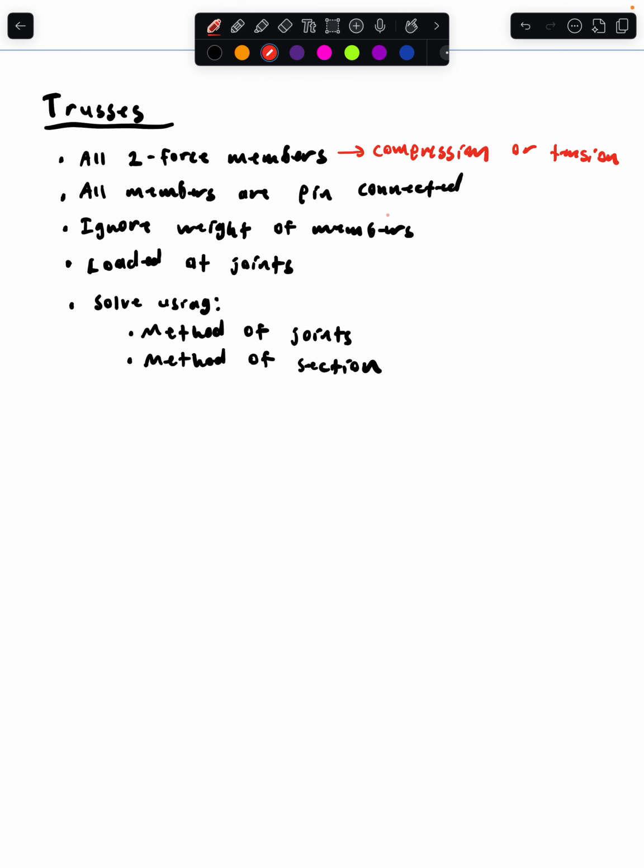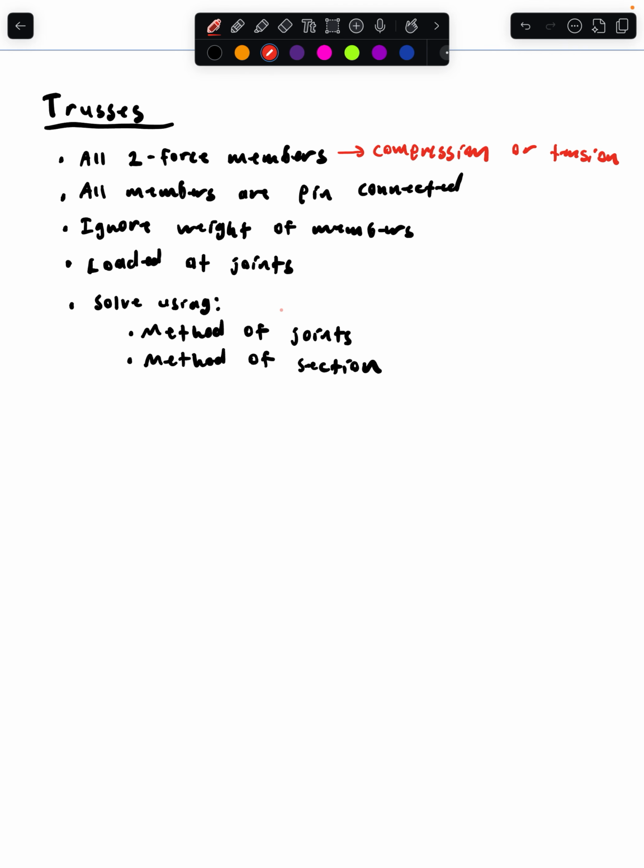All the members are pin connected, which is why they're all two force members. You're going to ignore the weight of the members and say that it's negligible compared to the applied load. That's generally true. Trusses are only loaded at the joints. And again, that's the reason why they're all two force members.